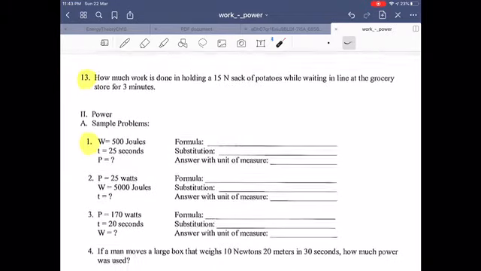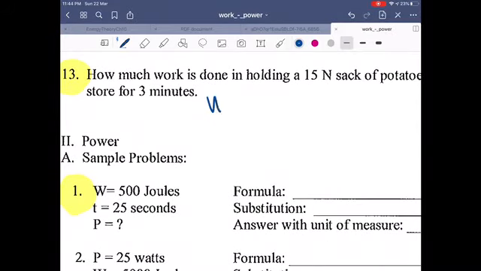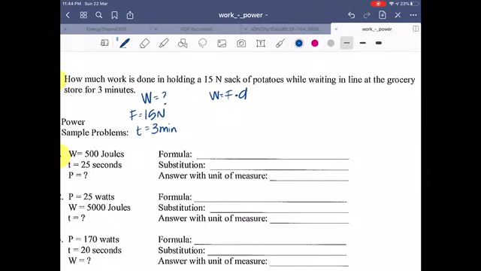And then I want to do number 13, which is super tricky, and I super love this problem. It says, how much work is done in holding a 15 Newton sack of potatoes while waiting in the line at the grocery store for 3 minutes? So let's see. In this one, we're searching for work. We already know that the formula for work equals force times distance. We already know that we have 15 newtons of force, and I have a time they're giving me of 3 minutes, okay? And they're telling me that I'm waiting on the line at the grocery store.